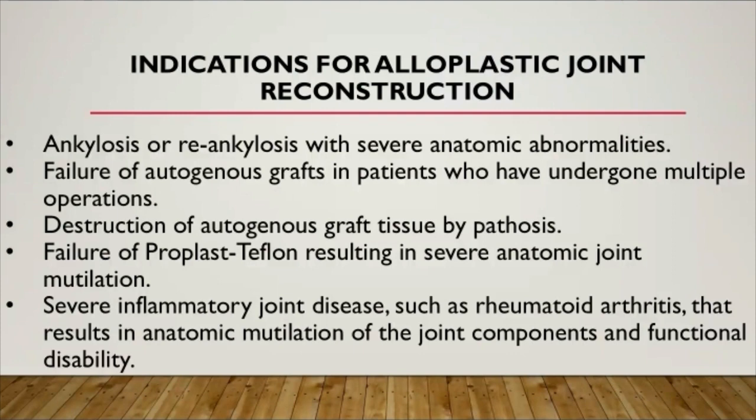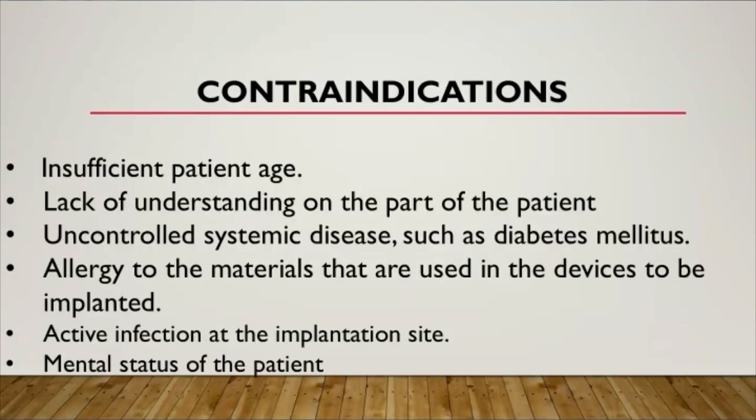Indications for alloplastic joint reconstruction: ankylosis, or ankylosis with severe anatomical abnormalities; failure of autogenous graft in patients who have undergone multiple operations; destruction of autogenous graft tissues by pathology; failure of prolapse resulting in severe anatomic joint mutilation; severe inflammatory joint diseases such as rheumatoid arthritis that result in anatomical mutilation of the joint component and functional disability. Contraindications: insufficient patient age, lack of understanding on the part of the patient, uncontrolled systemic diseases such as diabetes mellitus, allergy to the metals used in the device to be implanted, active infection at the implantation site, and the mental status of the patient, which is very important.